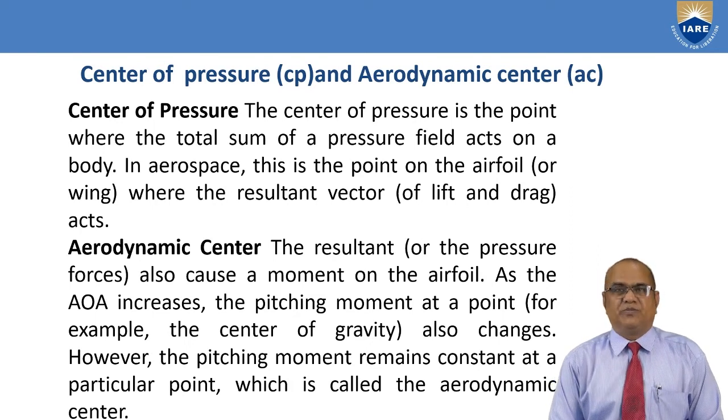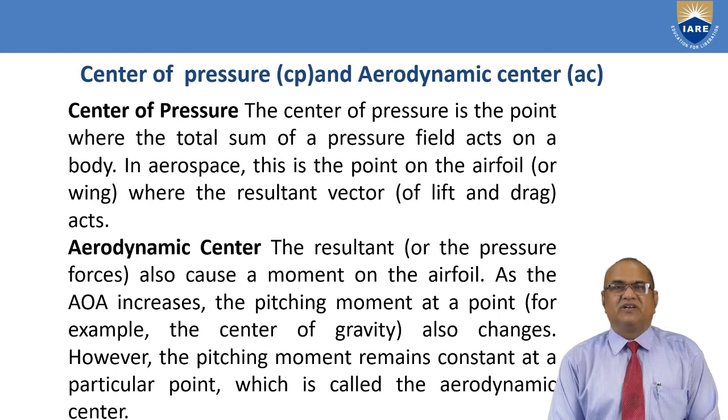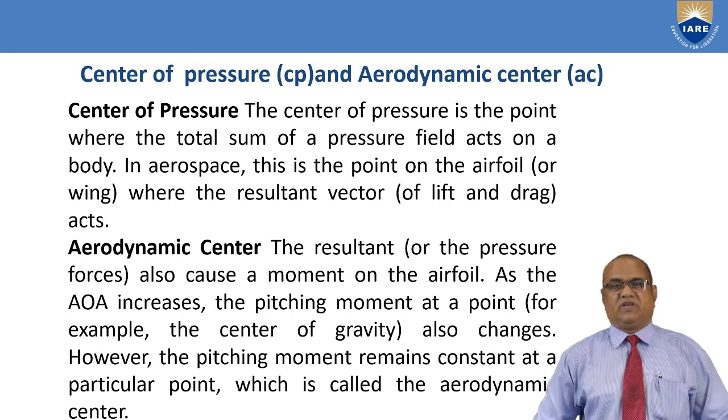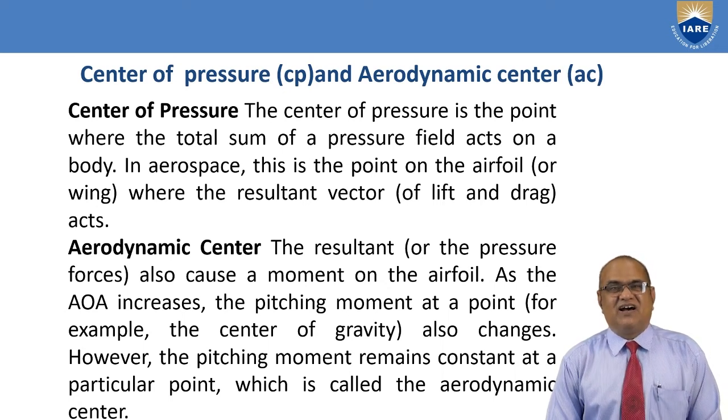Now we have to discuss two important points: the center of pressure (CP) and the aerodynamic center. The center of pressure is the point where the total sum of a pressure field acts on a body. In aerospace, this is the point on the airfoil or the wing where the resultant vector of lift and drag acts. At this point, the total force is supposed to act, and it is the point where the aerodynamic forces, lift and drag, are acting.